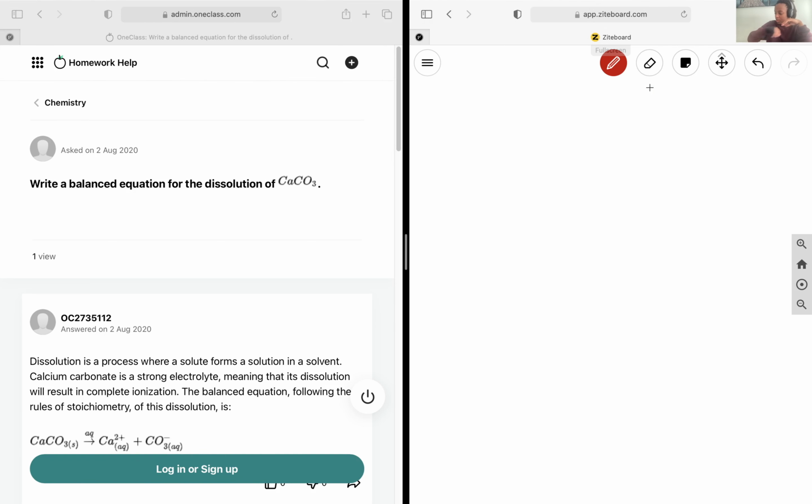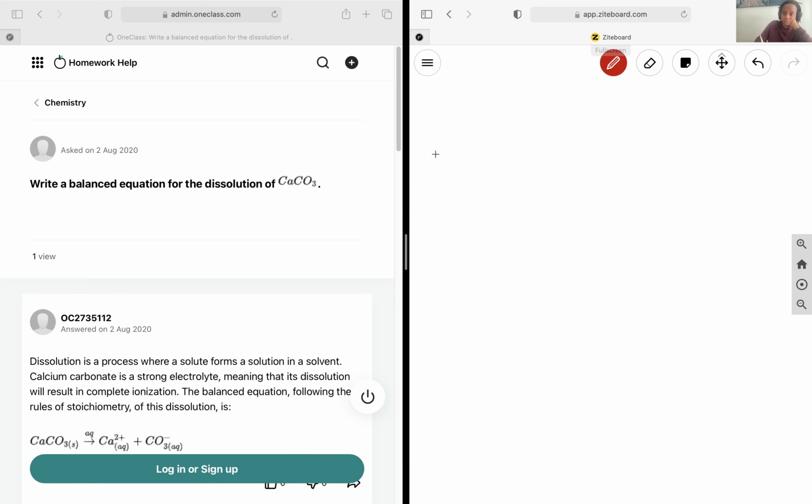Okay, next up we are looking for the balanced equation for the dissolution of calcium carbonate. So because of the fact that it's a strong electrolyte, it's going to completely ionize in water. So if you write that out, we have CaCO3 plus H2O, and the reaction goes to completion. And so these ions will separate into the solution.